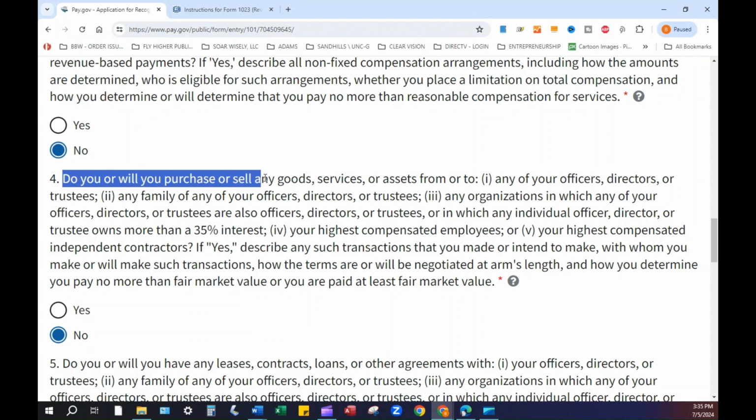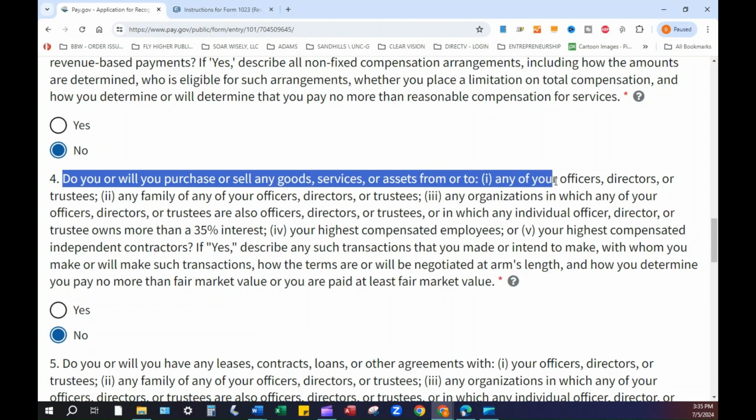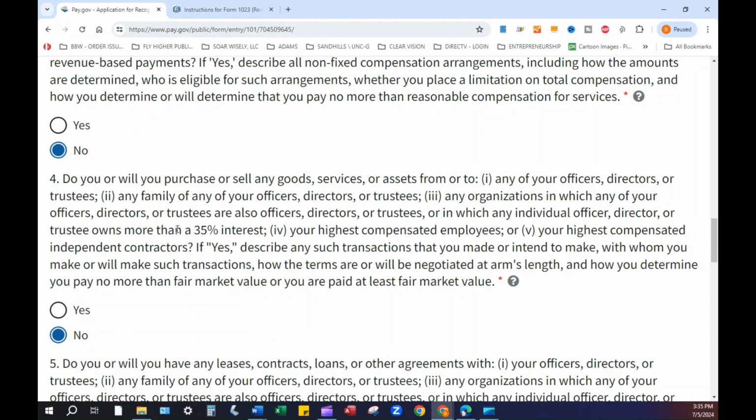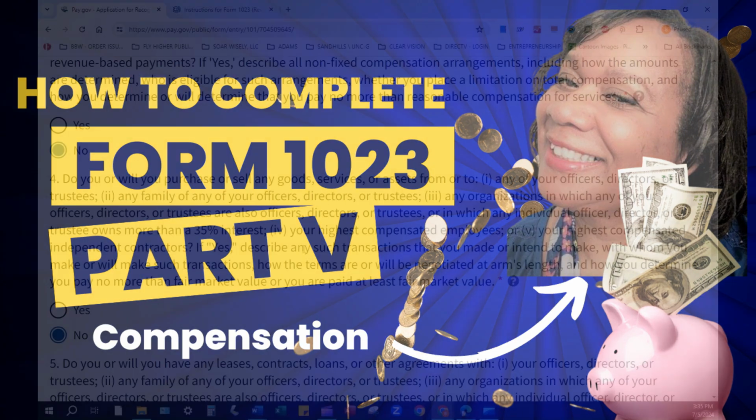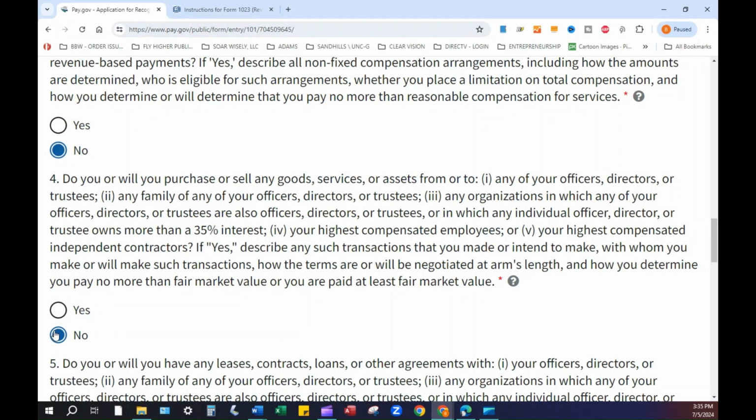Will you purchase any services from your officers or directors or trustees? That's a conflict of interest. That will present a conflict of interest. And look at the previous video because I talked at length about how you should address that and what the conflict of interest policy is. But I select no because I know that will present a conflict of interest.